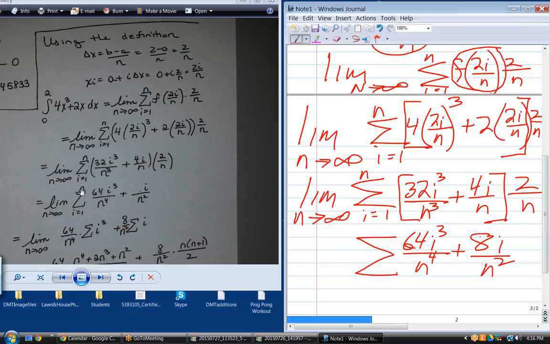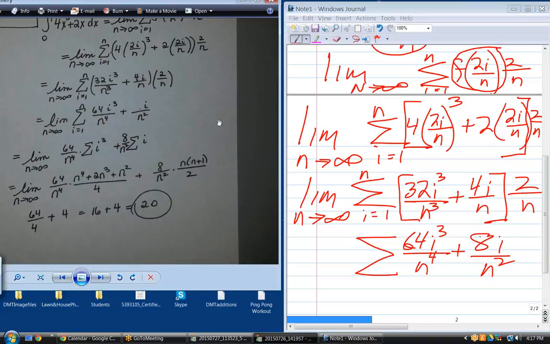This is a typo here. Notice that in the paper that I took the picture of from the student, they distribute the 2 over n to get 64I cubed over n to the 4th, but then when they distribute it here, they forgot to write the 8, or it actually looks like somebody went in and erased it. There's an 8 right there where my hand is. 2 over n times 4I over n is 8I over n squared. And in fact, the 8 comes back in the very next row, so that's why I know it's a typo.